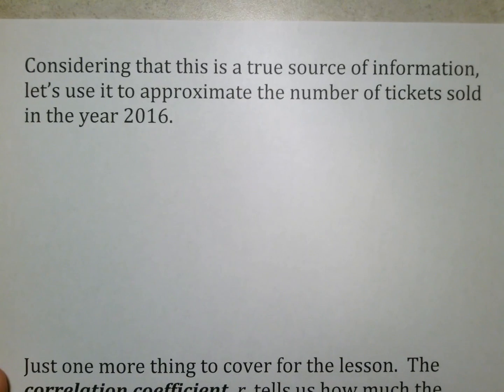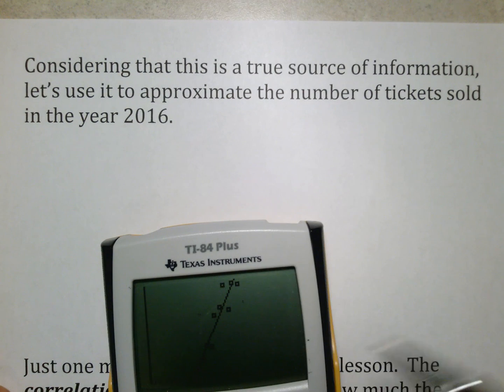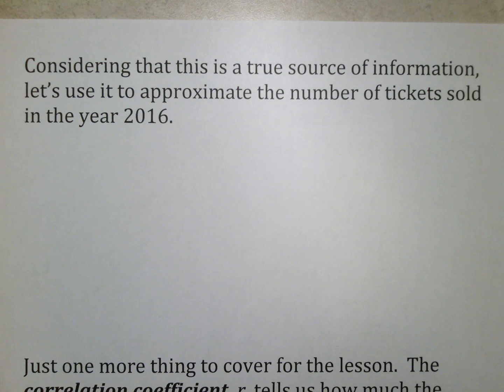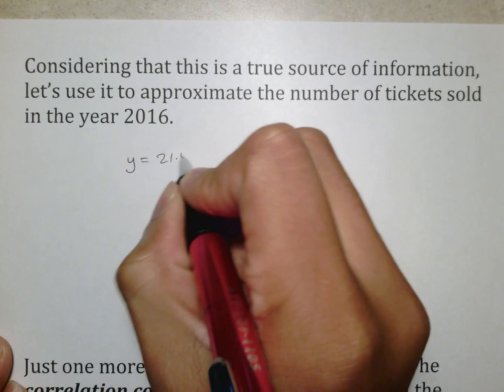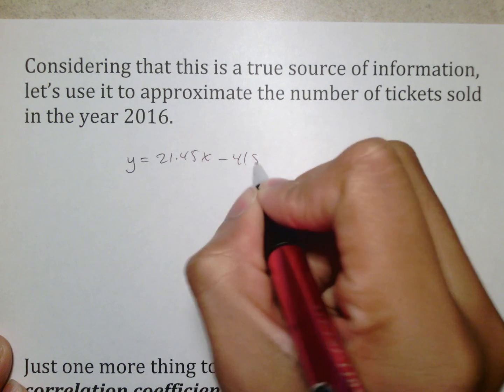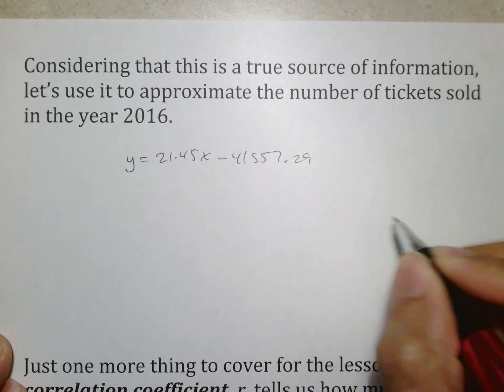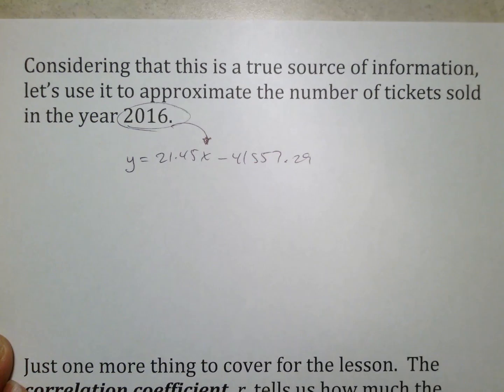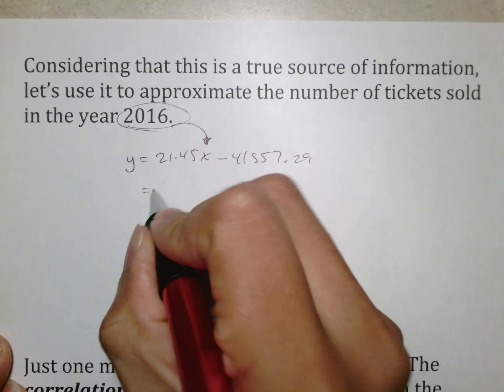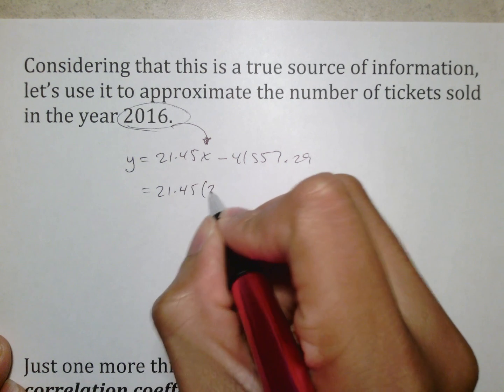But considering that this is a true source of information, the way that you use a trend line is to determine, well, if this is what the trend line is, and we have a table that tells us all the way up to, I think that table is up to 2007, that we should be able to figure out the number of tickets sold in 2016. And the way we do that is we use our formula of y equals 21.45x minus 41557.29, and you simply plug in the value of 2016 for x, because that was what the x represented, the year.